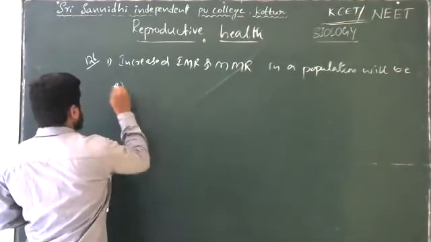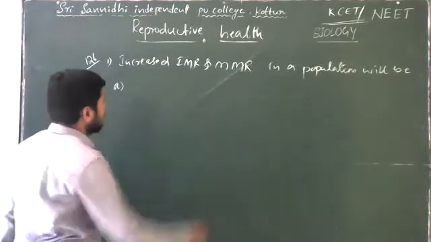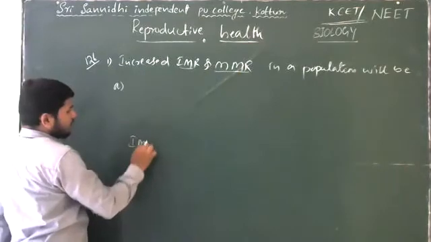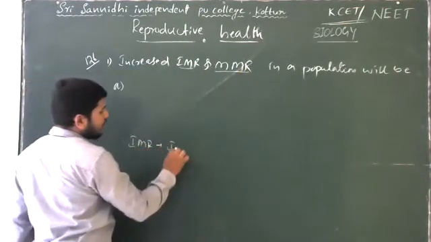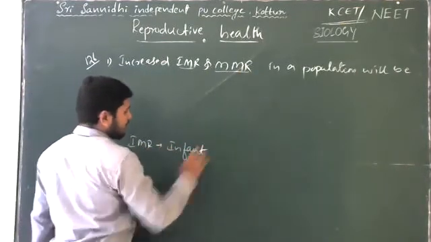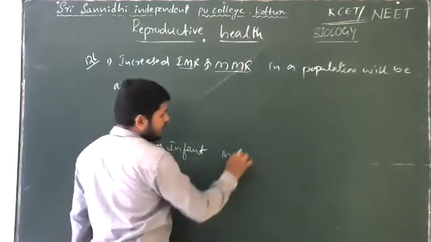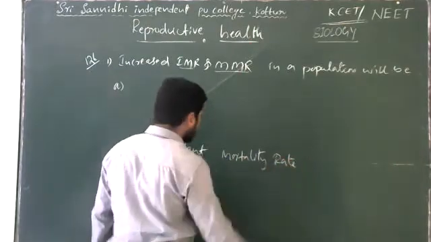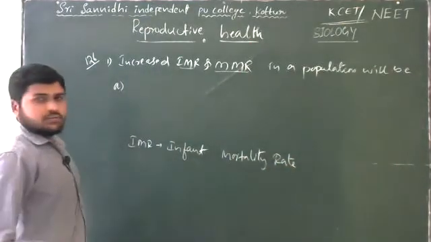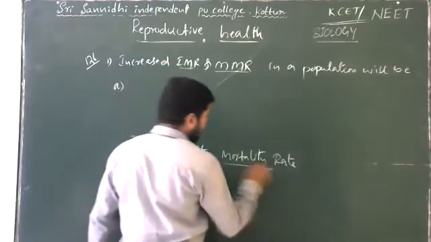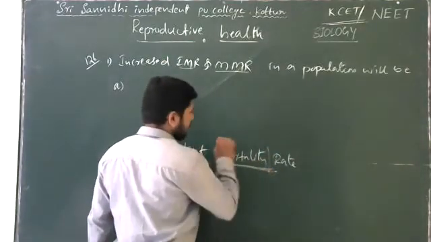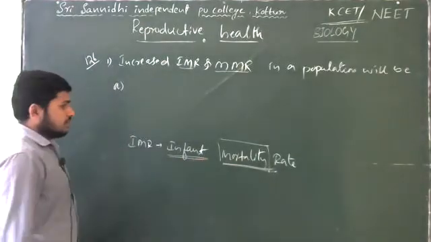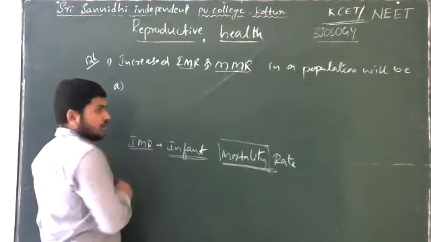First, we know what IMR and MMR are. You know that IMR means infant mortality rate. That means the rate of death, right? Mortality means the death of infants, of children. Their rate, that is IMR.